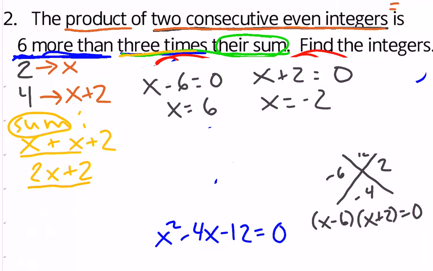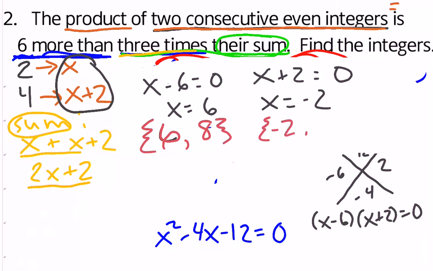Reread your question. The product of two consecutive even integers. Are both of my answers even? Yes, so I can use them both. So that means when I look over here at x and x plus 2, I need to do starting with 6. Okay, so my first number would be 6, and if I add 2 to that, that would be 8. And then I need to start with negative 2. If I start with negative 2, add 2, I get 0.